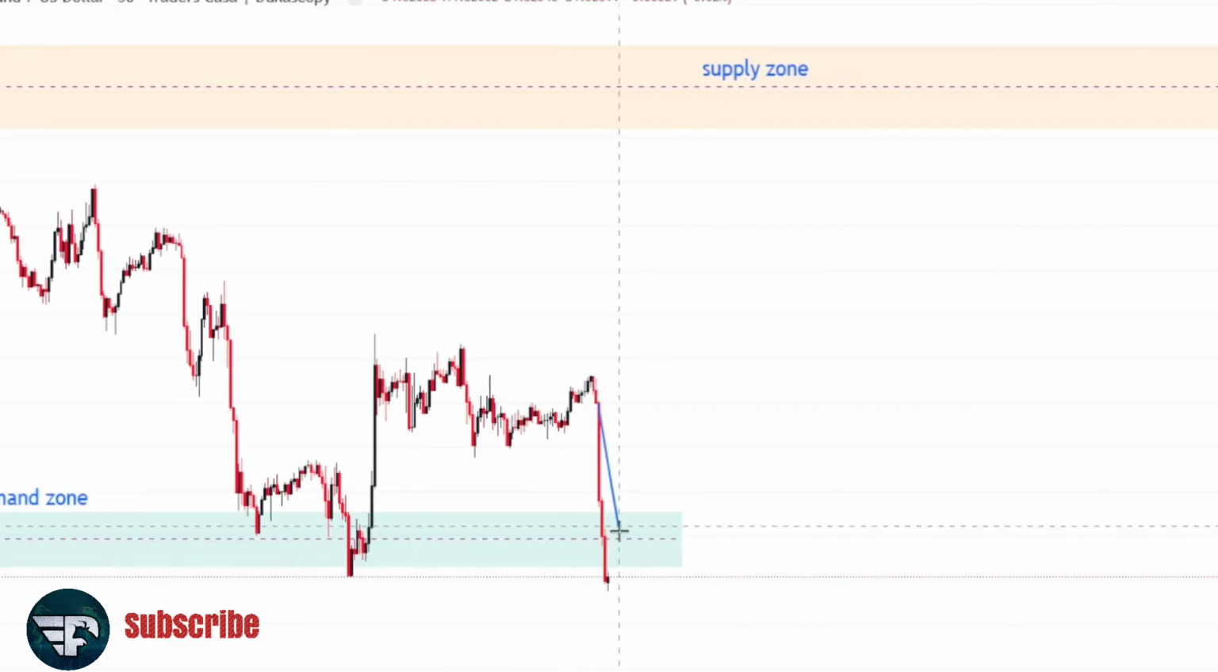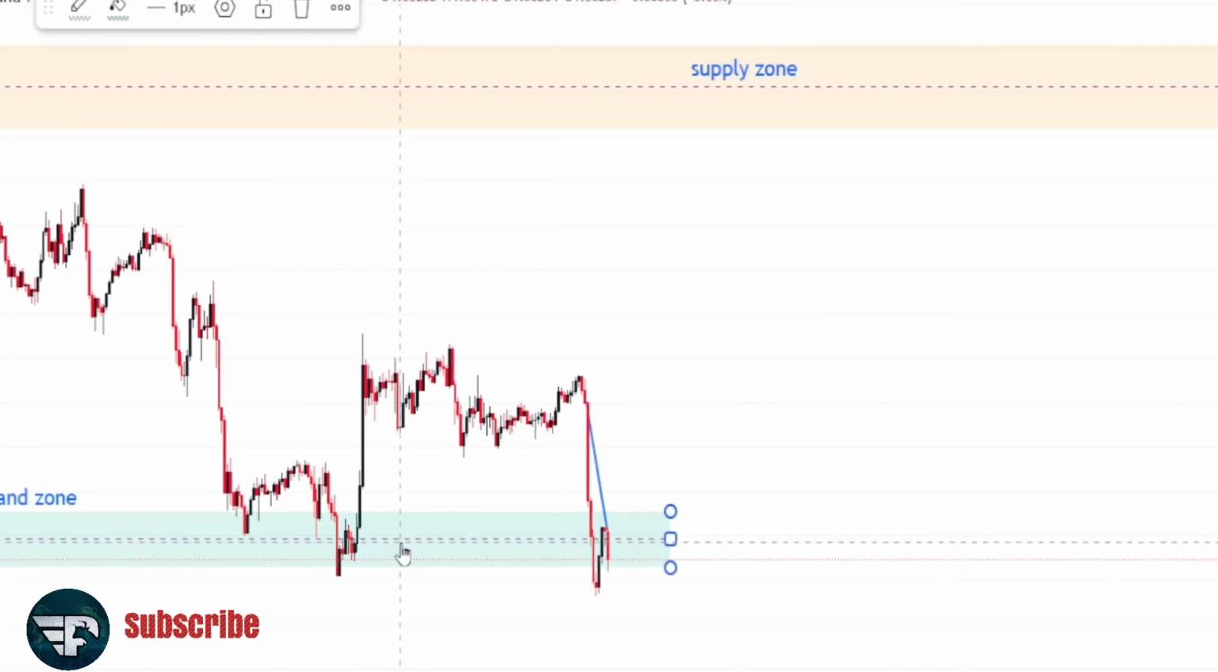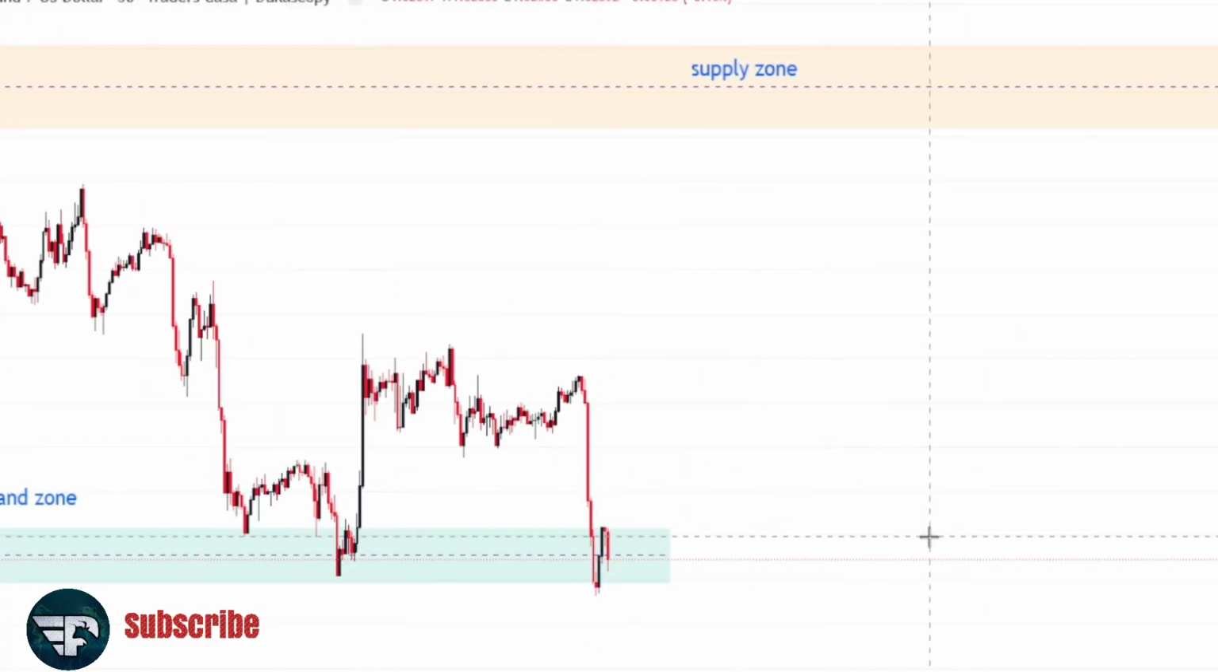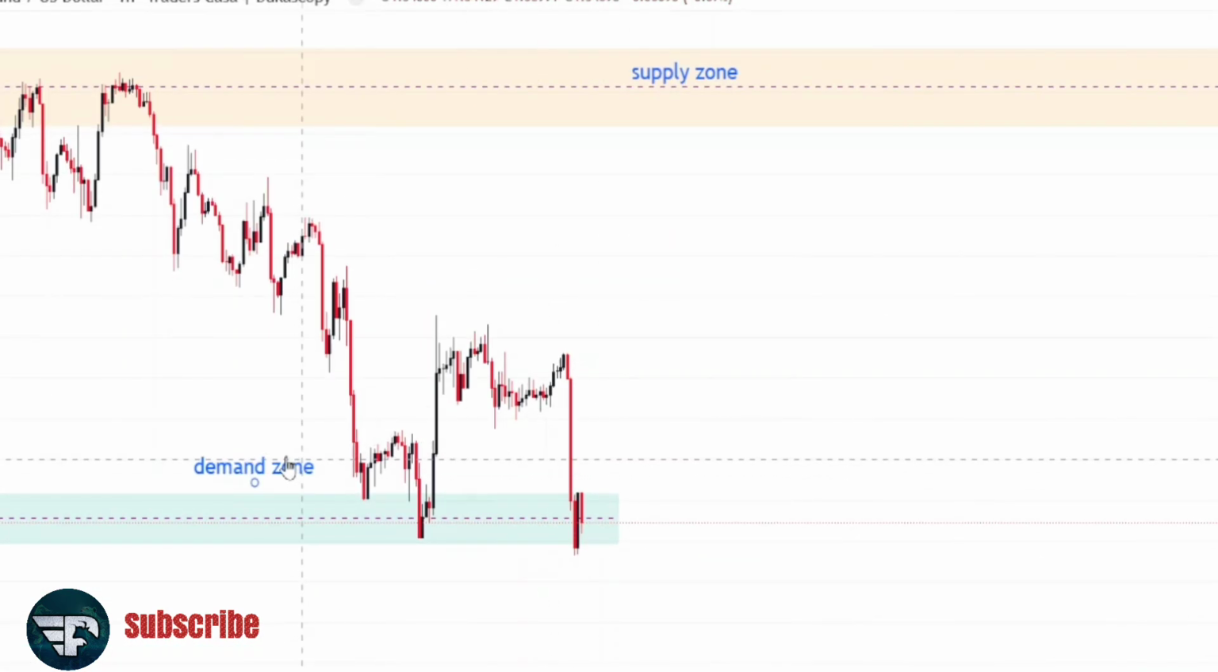All I want to see is price come. You can see price has come into the zone. All right, so price has come into the demand zone. Okay, so now we have equal lows around this place. Let me go to the 1 hour. So in the 1 hour, this is what we're having.